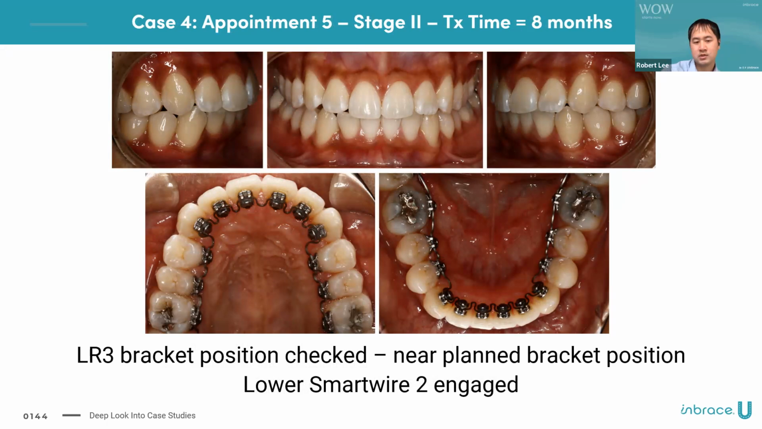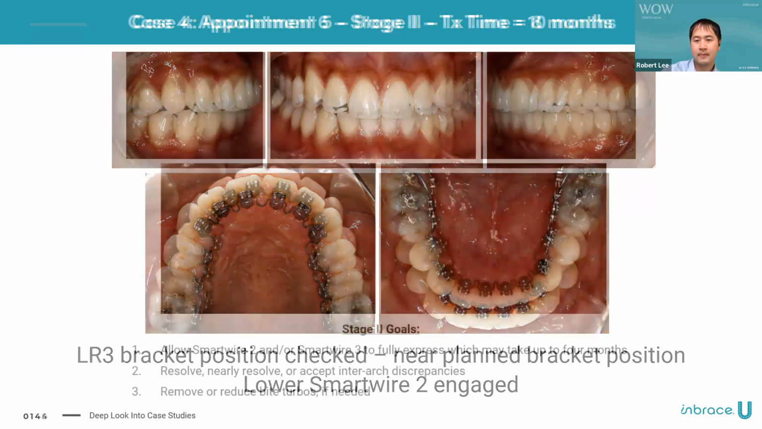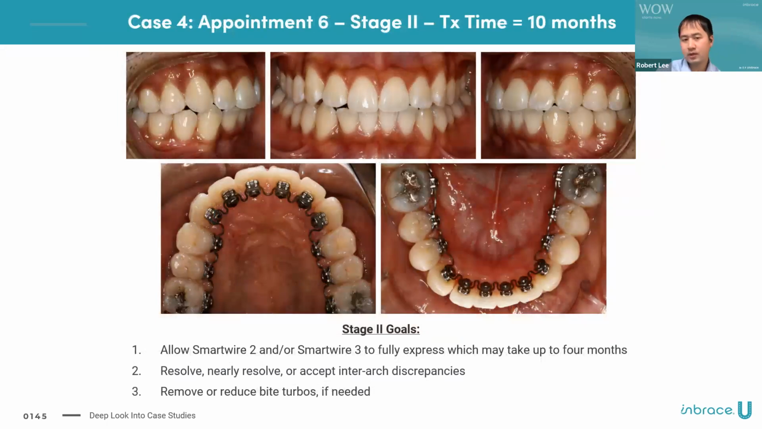We checked the bracket position. Looks pretty good. Alignment looks pretty good. So we engaged the lower Smartwire 2. And essentially within a visit, we let the wire express. The bite is not that far off. So I decided we're probably just going to need to run some settling elastics at the end. And then we didn't have any bite turbos at this point.